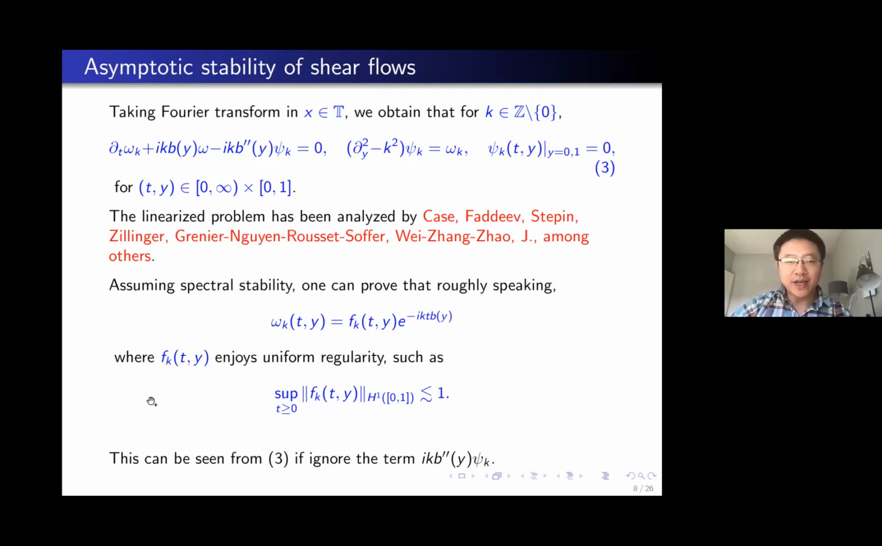And then this f k will enjoy uniform regularity in y. For example, one can prove bounds like this. Omega k has this oscillatory factor given by this term, and that's inevitable. If you want to get smooth control over all times, you have to remove this oscillatory factor. After removing the oscillatory factor, you can hope to get some uniform in time control. But here, actually, the control is not smooth. It's only H1. And all this can be seen if you ignore the non-local term in the equation.